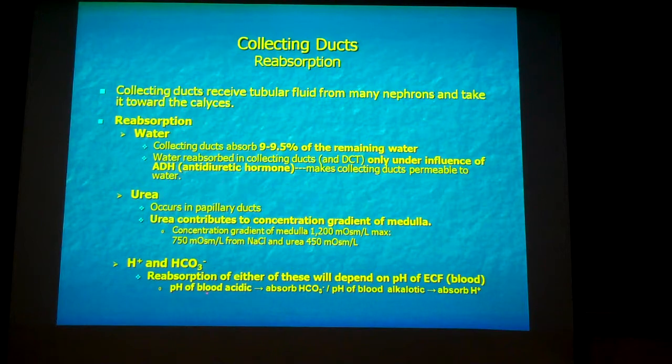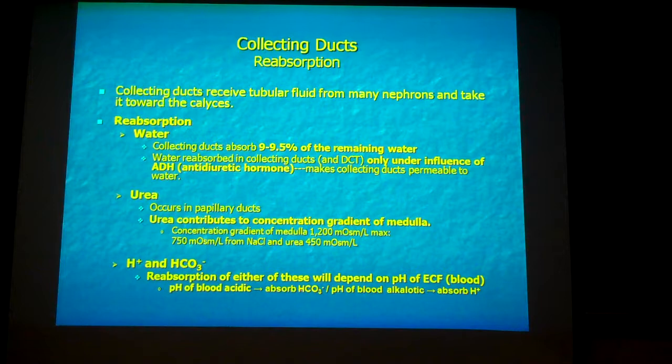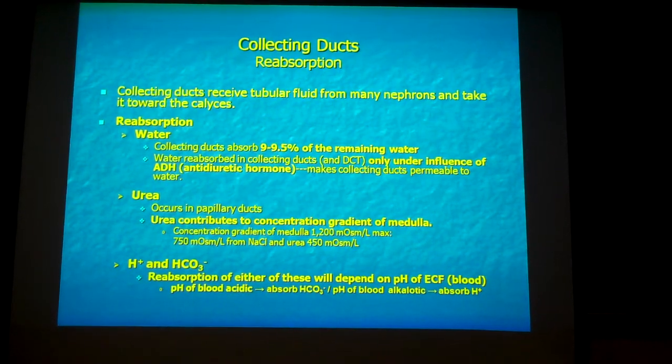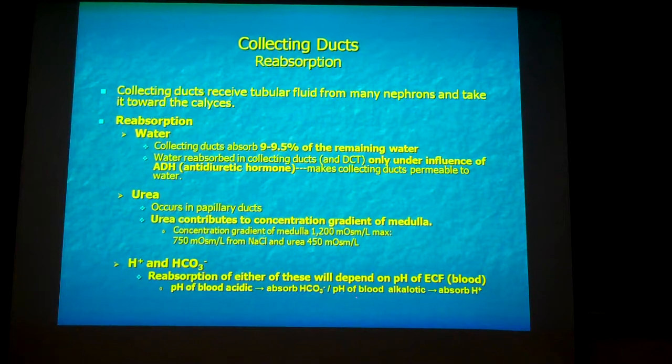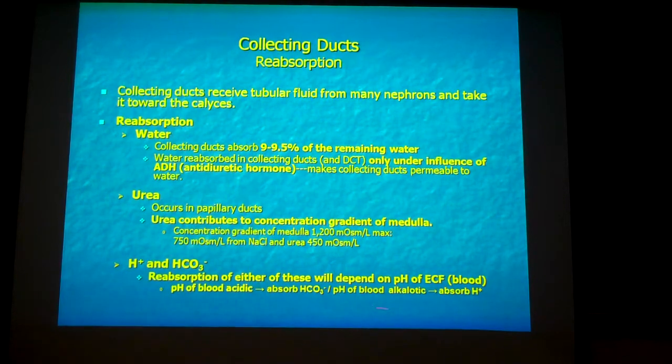So if the pH is on the acidic side, what do we need? We need something to neutralize the excess hydrogens, so the collecting duct will reabsorb bicarbonate. If the pH of the blood is alkaline, we have the opposite. We need hydrogens to neutralize the bicarbonates, and so we reabsorb hydrogen.